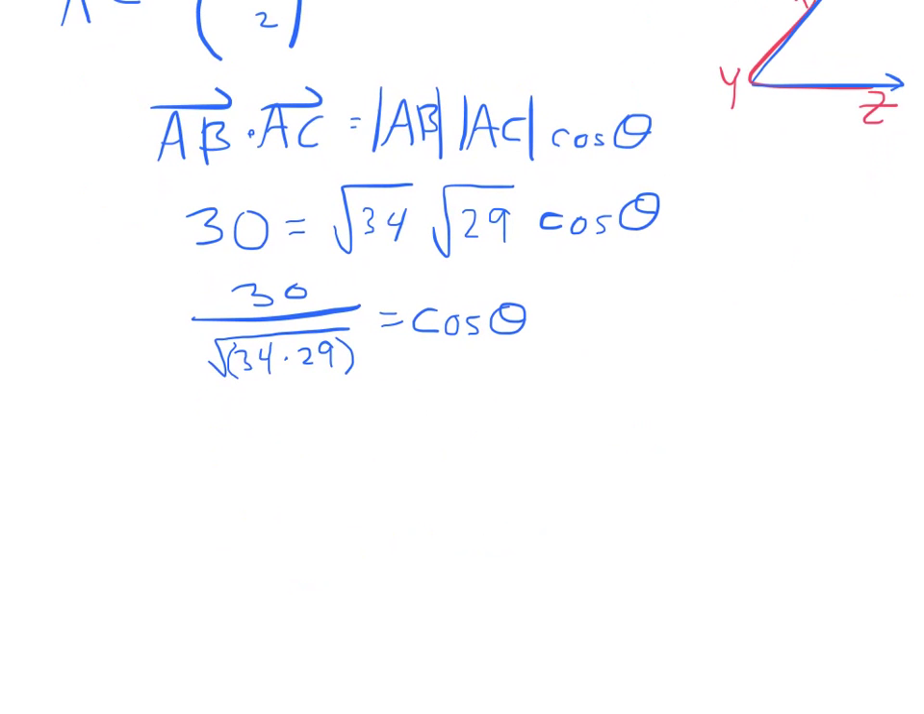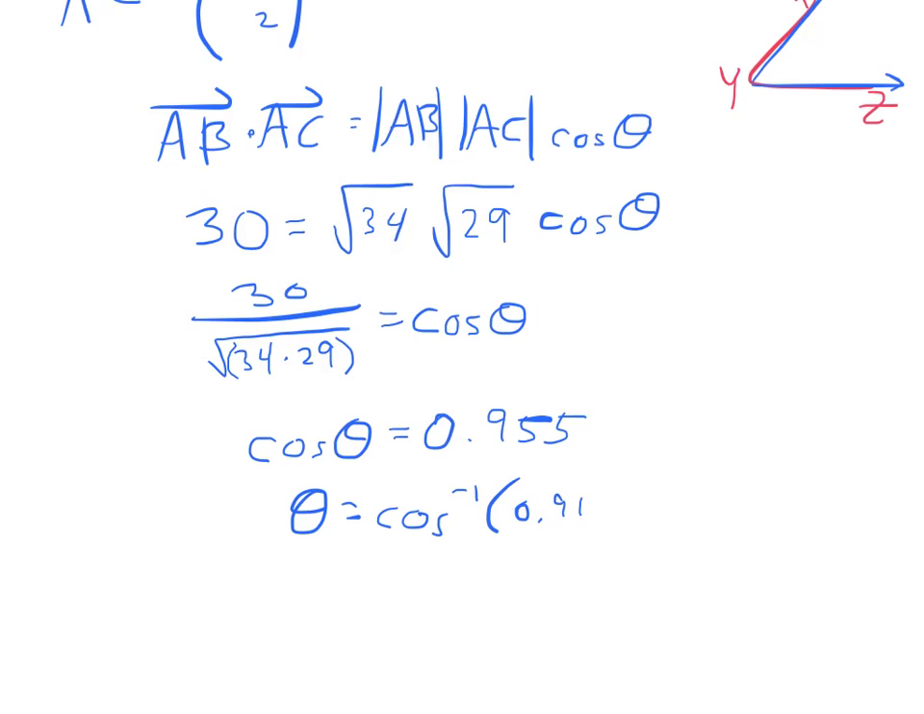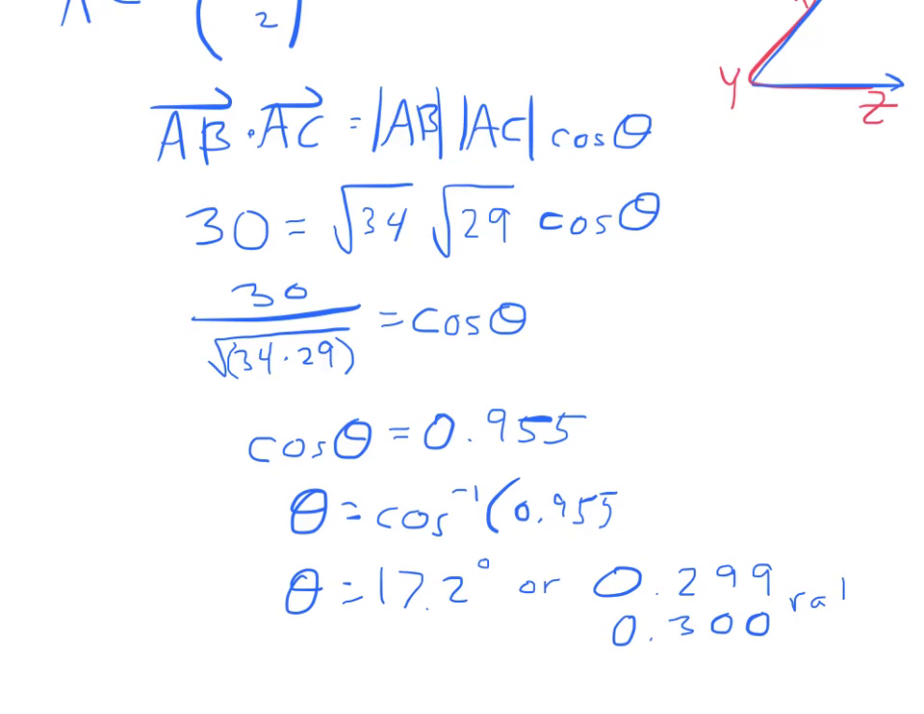So I ended up here with, cosine theta is 0.955. So when we do the inverse cosine of that, let's see here, I ended up with 17.2 degrees, or 0.300 radians. Right? So that is the angle between these two given vectors.